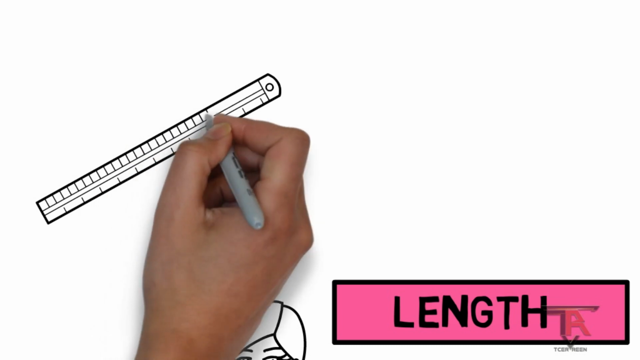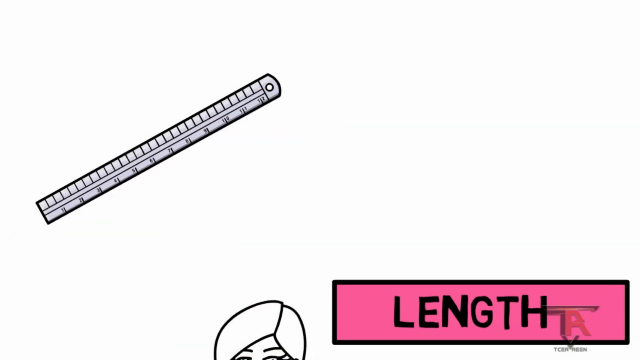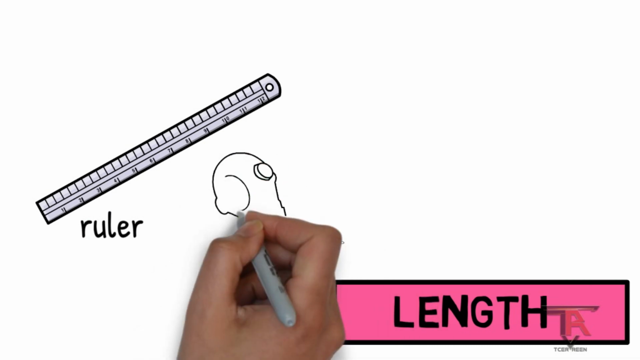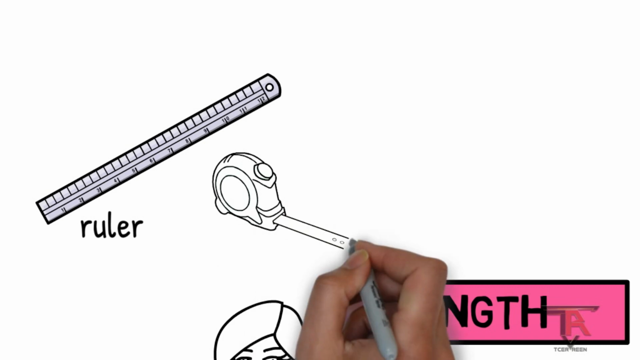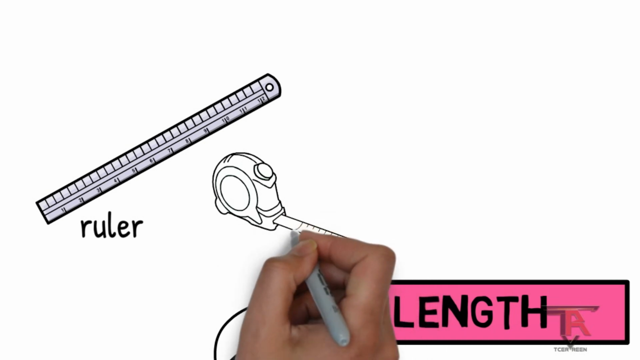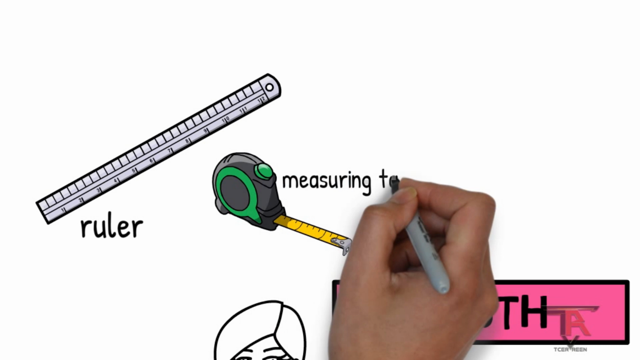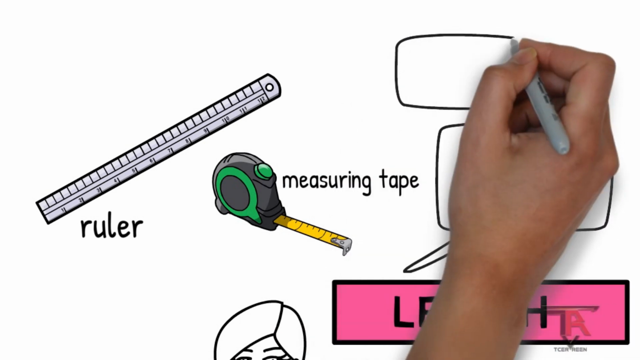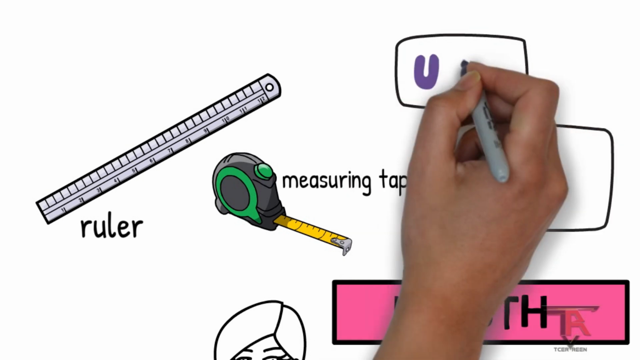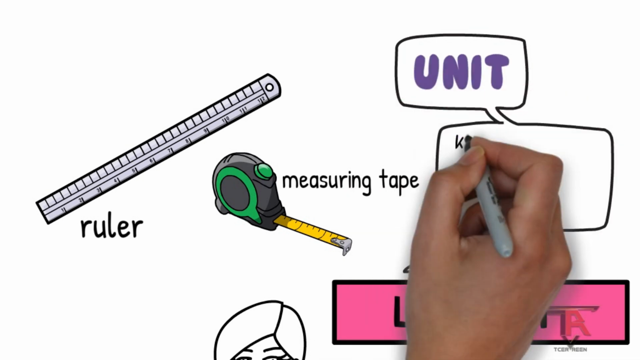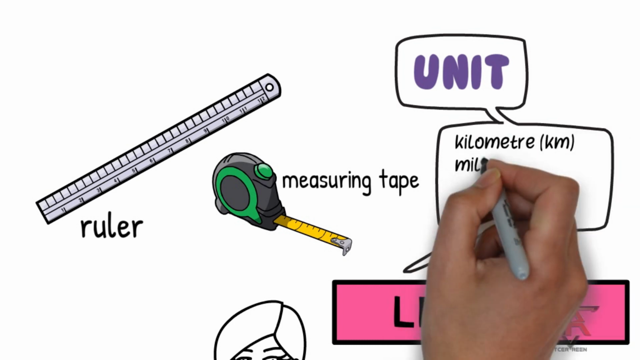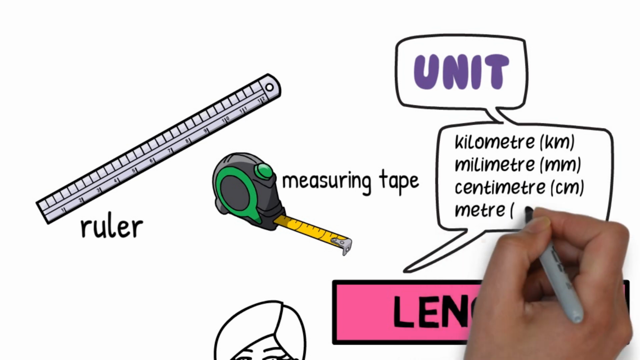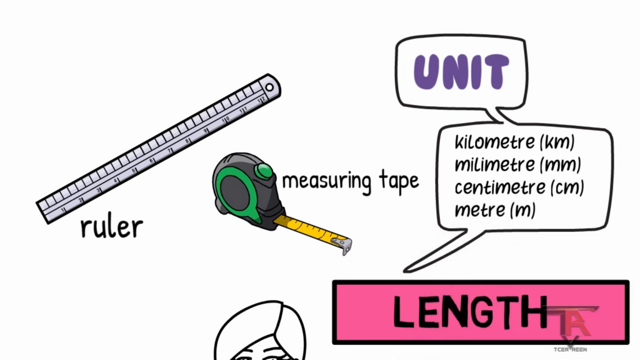Length is the distance between 2 points. We can use ruler and measuring tape to measure length. The SI unit for length is meter. However, we can also measure length using other units such as kilometer, or the symbol is km, millimeter, mm, centimeter, cm.